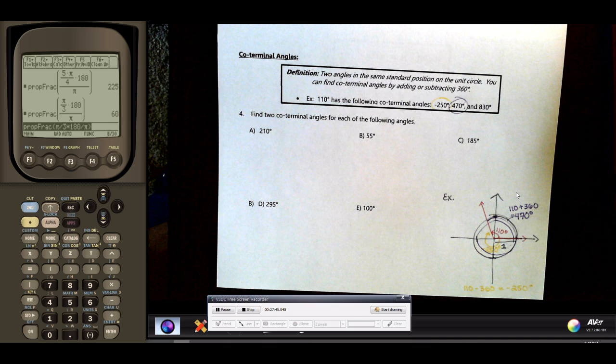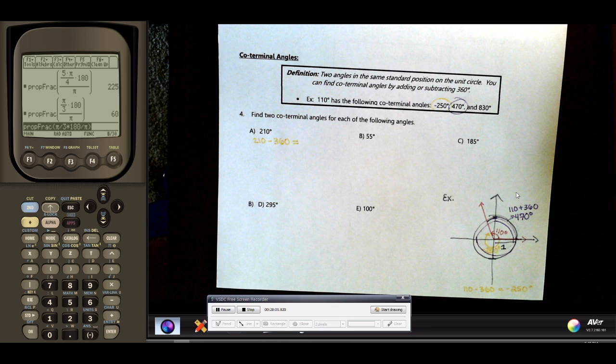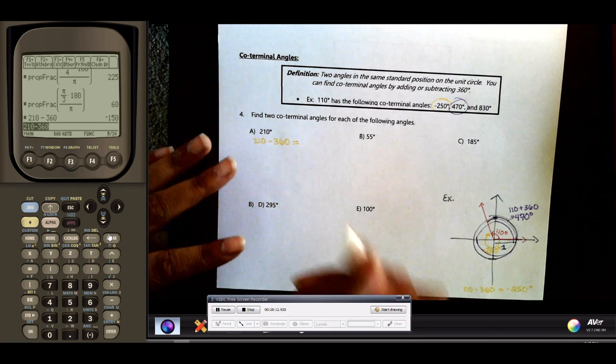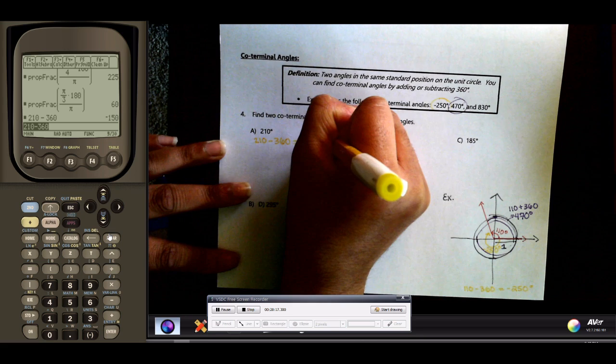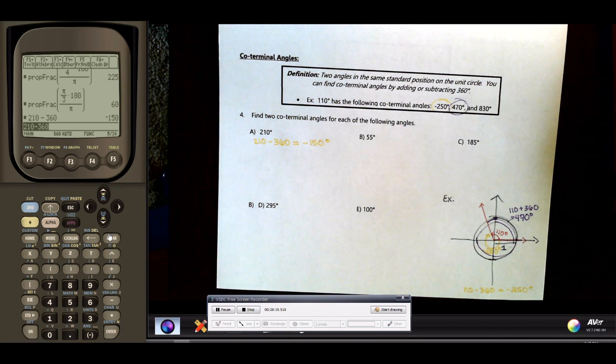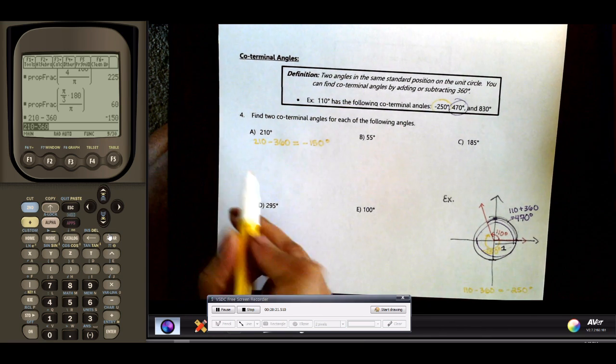So let's start with subtracting 360. And I'll do that in yellow because that's what we've been doing. All right, so 210 minus 360. If we were going to use a calculator, which I suggest you do, 210 minus 360 is negative 150. And don't forget your units, which are degrees. Units in the final answer. It doesn't matter so much in your work, okay?